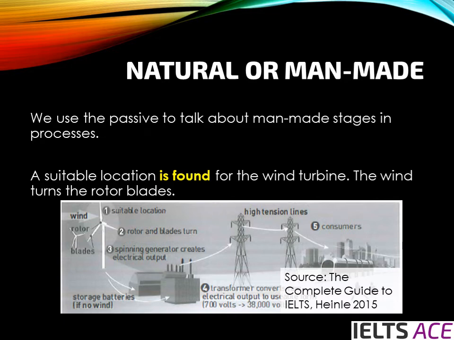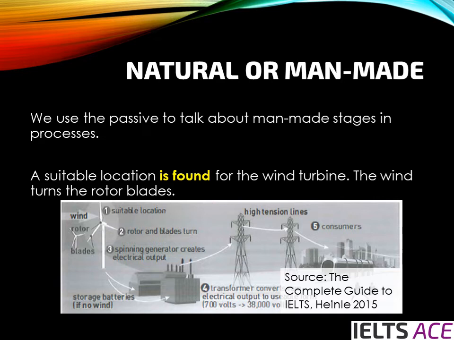So before we decide to use the passive, one of the things we have to look at in the diagram that we're given is: is this a natural or man-made process? In some cases it will even be a hybrid of both. So there's a diagram on this slide which is about how electricity is produced from wind energy. So just two sentences about this shows when we can use the passive and when we can't.